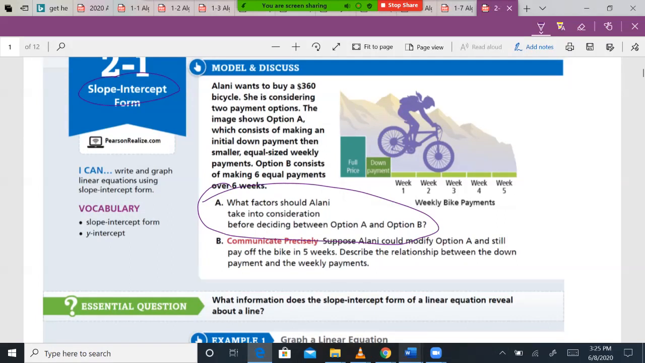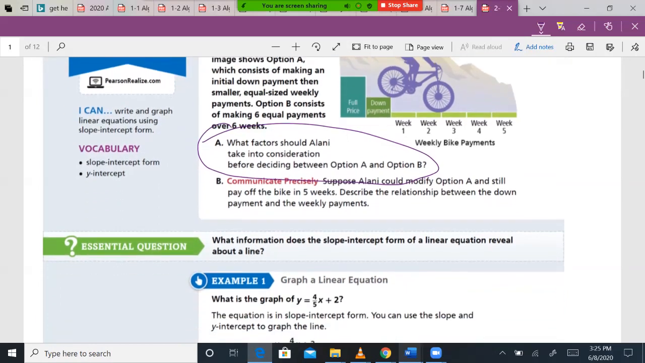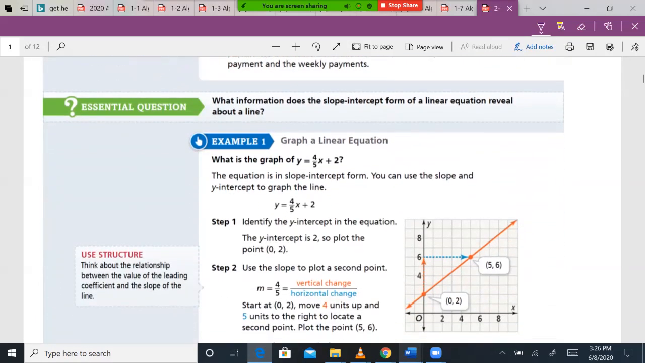Okay, so what we're going to be focusing on today is slope-intercept, y equals mx plus b. M is considered to be your slope, and it's rise over run. And then b is your y-intercept, where it crosses on the y-axis.